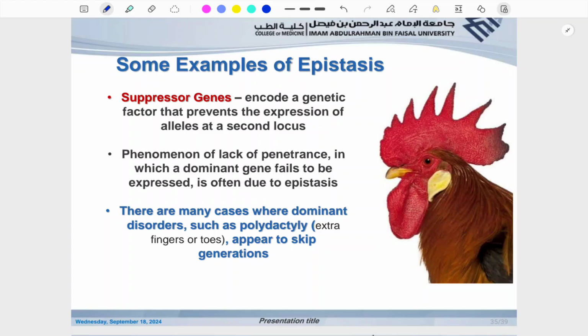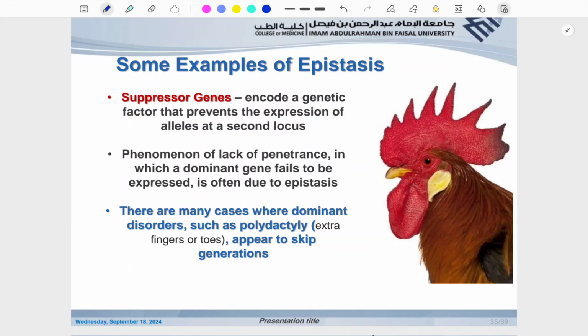There are many cases where a dominant disorder, such as polydactyly, those who have extra fingers and toes, appears to skip a generation. Meaning the influencer gene wasn't there. Influencer gene or genes weren't inherited in a similar way.